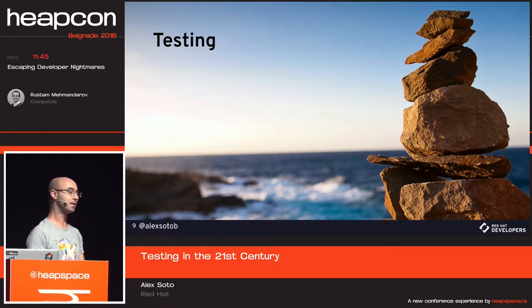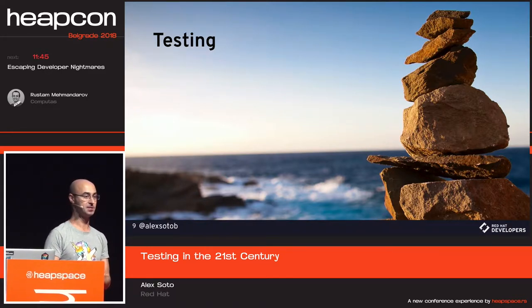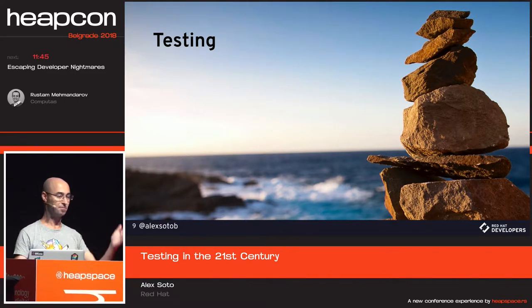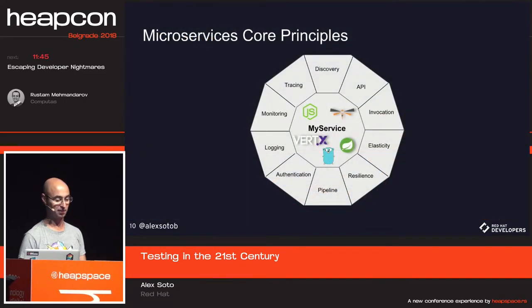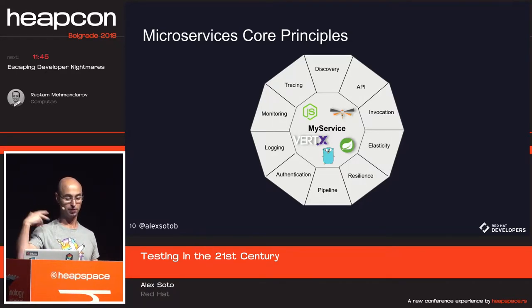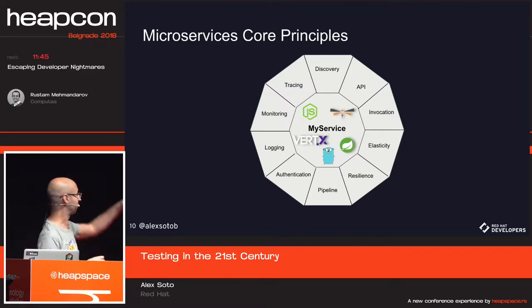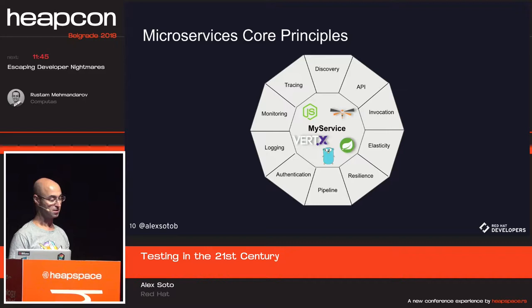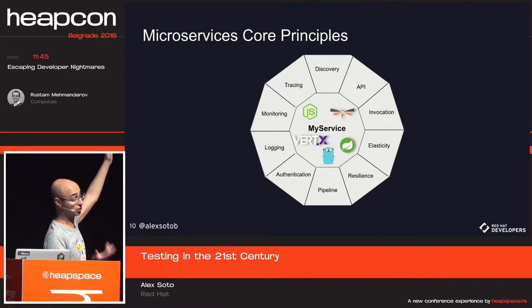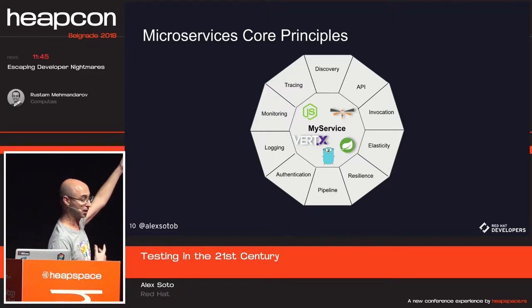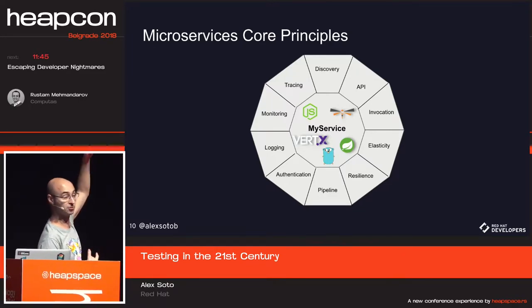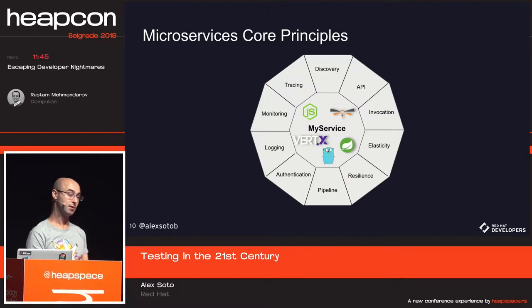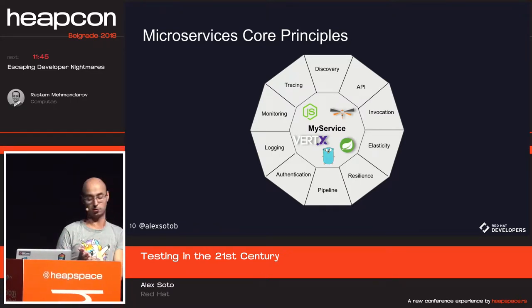And with monoliths, it was pretty easy, right? But then, like 5 years ago, more or less, something appeared that is called microservices. Basically, what microservices allow you is to develop, deploy, and scale different business functionalities in an isolated way, right? Your microservices can be written in several languages, and they have some properties, like you need to discover the microservices API, how to invoke it, elasticity, resilience, pipeline, authentication, logging, monitoring, tracing. All these cross-cutting concerns have appeared because of microservices architectures.